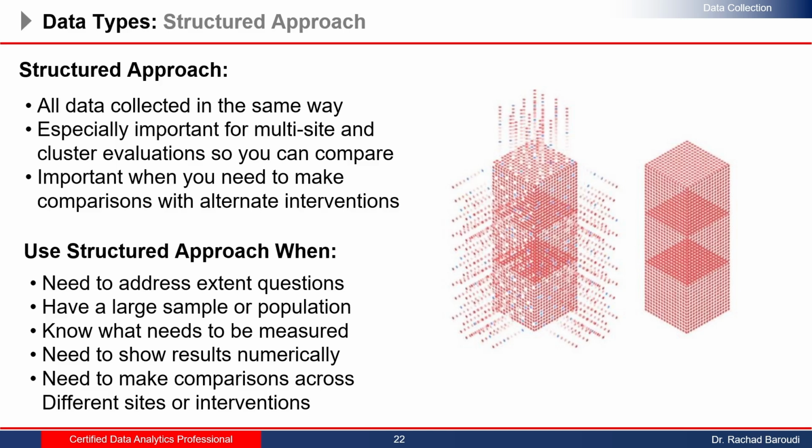You need to know and to show results numerically. Here we say 50%, for example, of boys are overweight and 30% of girls are overweight. You need to make comparisons across different sites and interventions. For example, in the same city, we can compare a poor region to a rich region, or a private school against a public school.